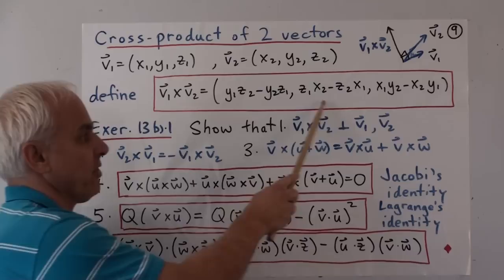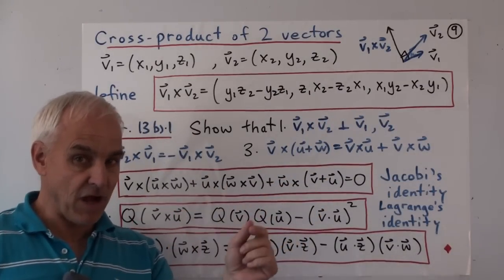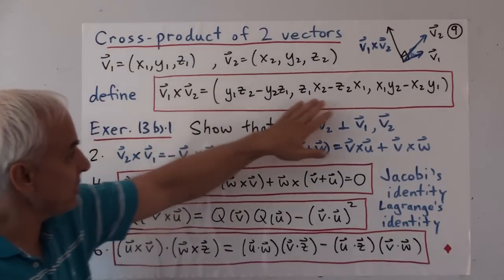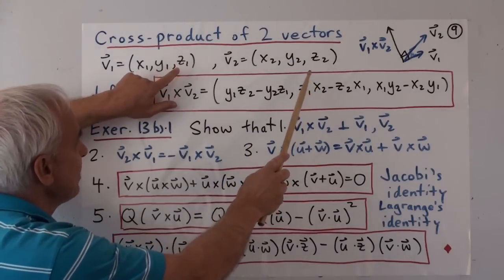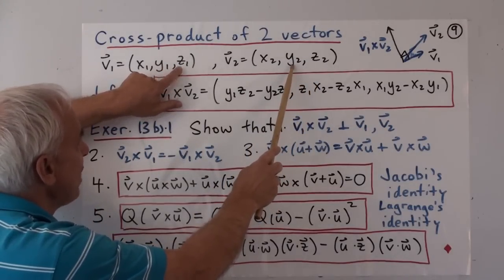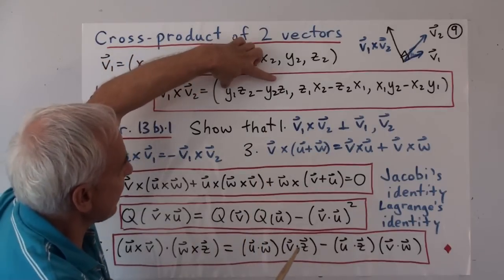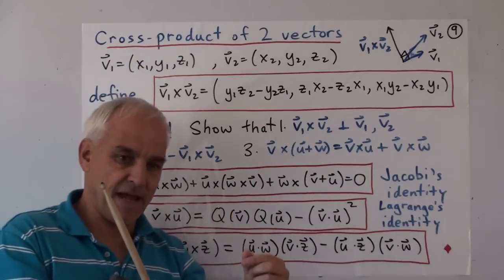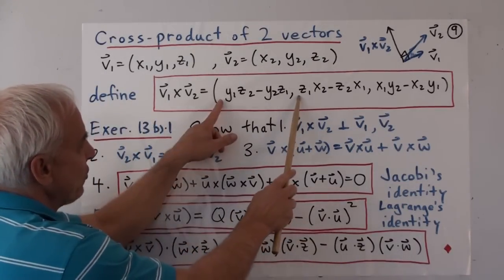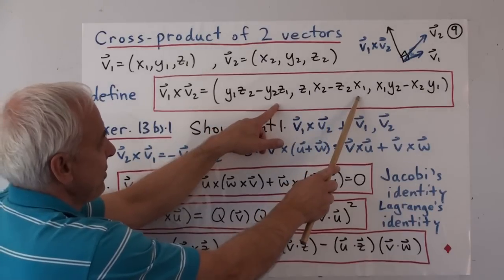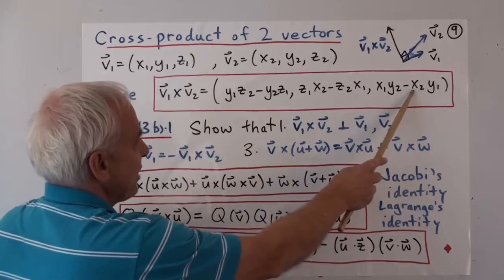All right, so it's a new vector. So the cross product of 2 vectors is a vector. Not a number like the dot product, a vector. And it has 3 components, and the first component is y1 times z2 minus y2 times z1. And then the next one is obtained cyclically from this by replacing y's with z's, z's with x's, and x's with y's. All right, so we get z1 x2 minus z2 x1, and then replacing z's with x's, x1 y2 minus x2 y1.